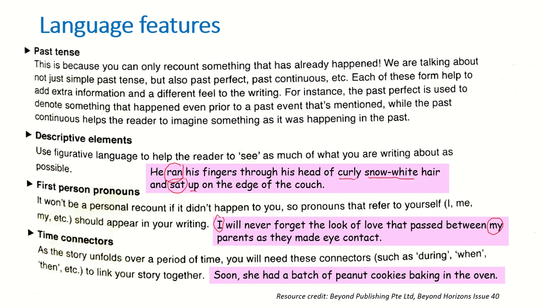Another language feature of personal recount is the use of time connectors. As the story unfolds over a period of time, you need connectors such as during, when, then to link your story together. Let's take a look at this sentence. Soon she had a batch of peanut cookies baking in the oven. So, soon tells you that very quickly she had some cookies baked. So use connectors such as during, when, then in your writing so that you can show the sequence of events.